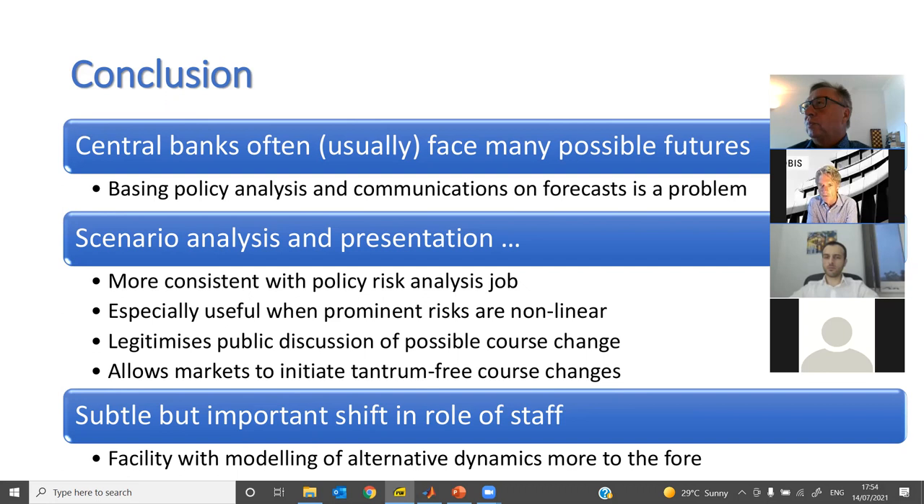Avoiding the taper tantrum problem, avoiding the shock to markets problem, harnessing the ability of markets to read incoming data and its consistency with the alternative scenarios, I think gives you a much healthier engagement in the discussion with the public.